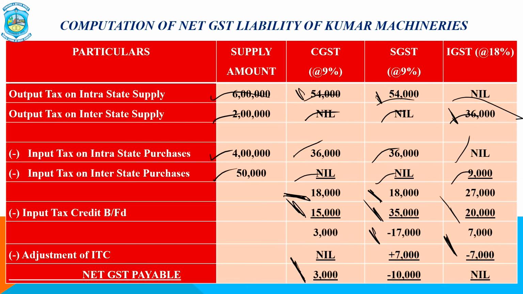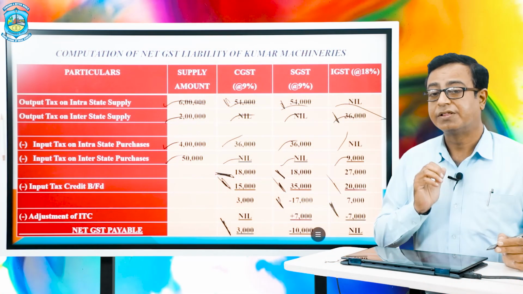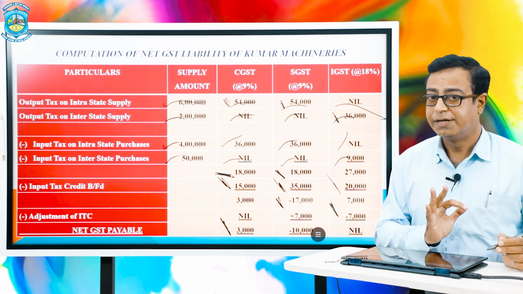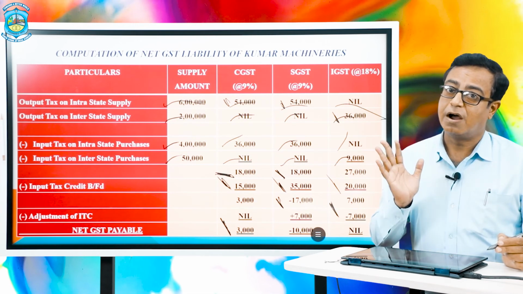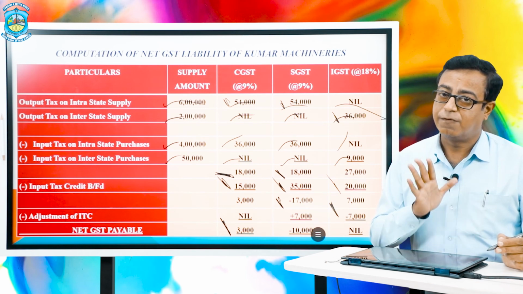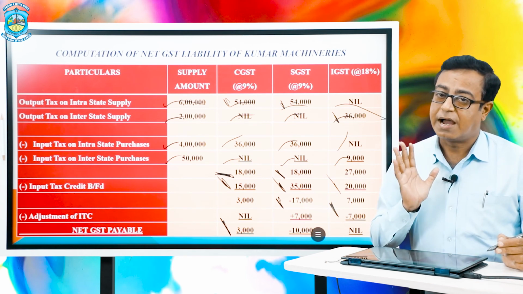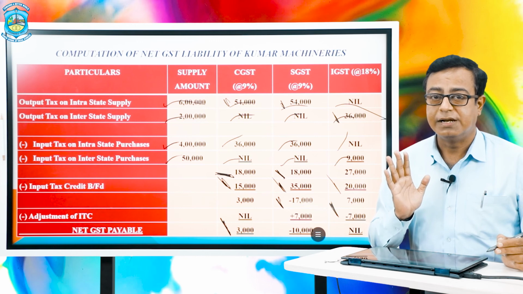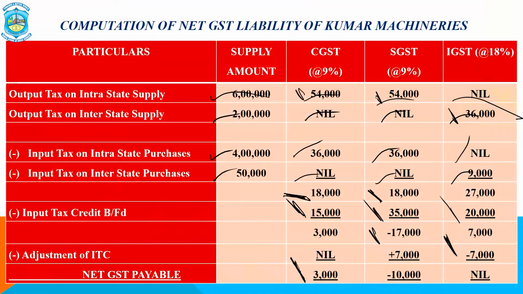So, here we have our final answer. We have to pay to the government 3,000 for CGST, 10,000 we have to recover, we have to get refund from the government for SGST, and IGST liability is nil. That is the final answer after adjustment of available ITC. It is known as net GST payable.